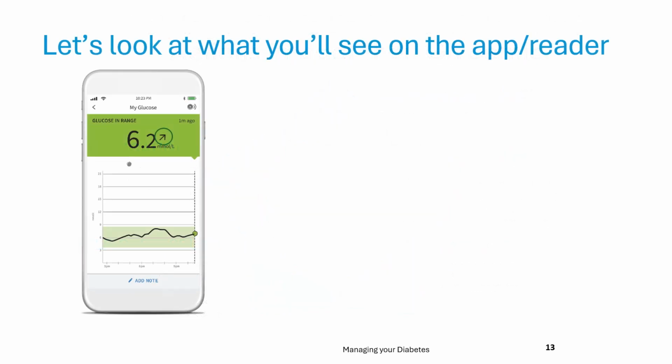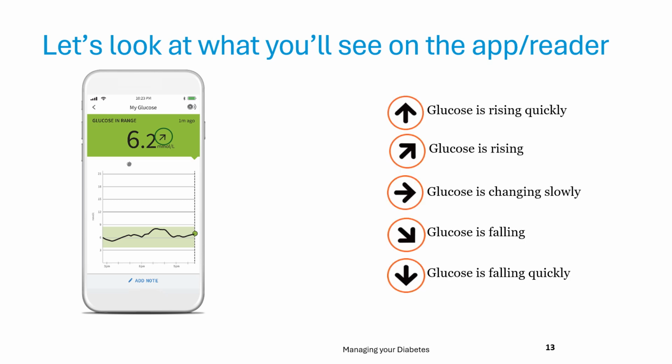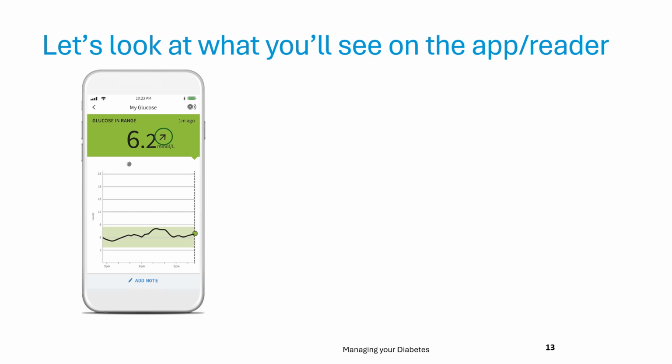So let's look at what you're going to see on the app or the reader. This is a cell phone example of the Libre system. So I'm going to see some trend arrows, and they're going to tell me if the sugars are rising quickly, rising slowly, if they're stable, falling slowly, or falling quickly. And so you can see that trend arrow in here. And then I'm going to see the actual result of the interstitial glucose in here, 6.2. I'm going to see a green label in the background saying glucose is in range because it's in a nice range between 4 and 10.